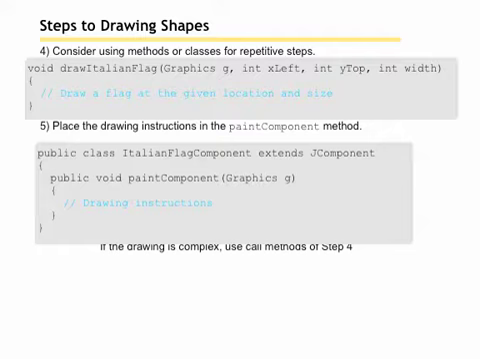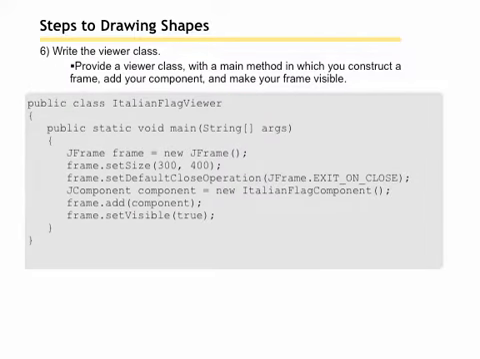Place your drawing instructions inside the paintComponent method, and if the drawing is complex, you might want to use method calls inside paintComponent rather than just your drawing instructions. Finally, write the viewer class. Provide a viewer class with a main method in which you construct a frame, add your component, and then make your frame visible.